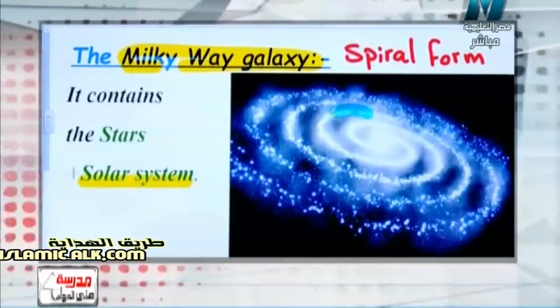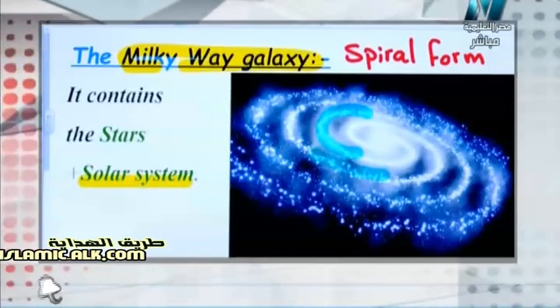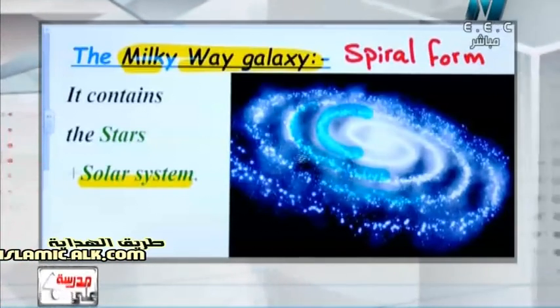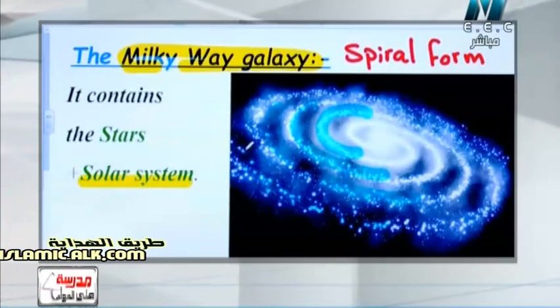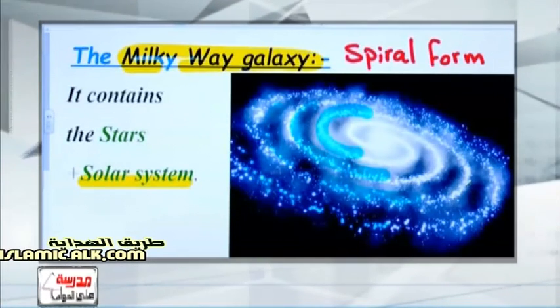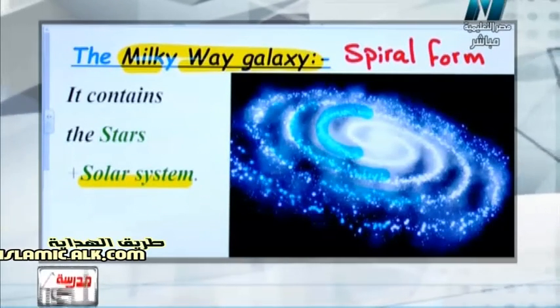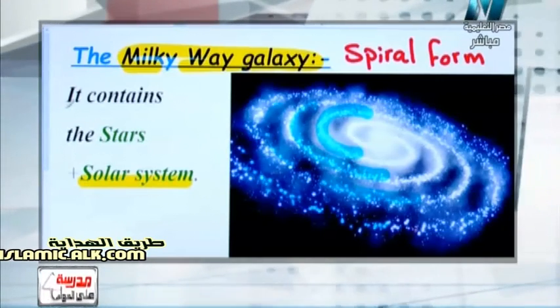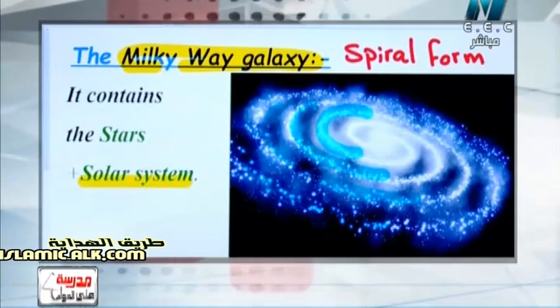As you see here, we have this picture or diagram to illustrate the formation of the solar system. As you see here, the spiral takes the shape of curved lines, and each one of them contains billions of stars. So we have the universe, as we said a little while ago.